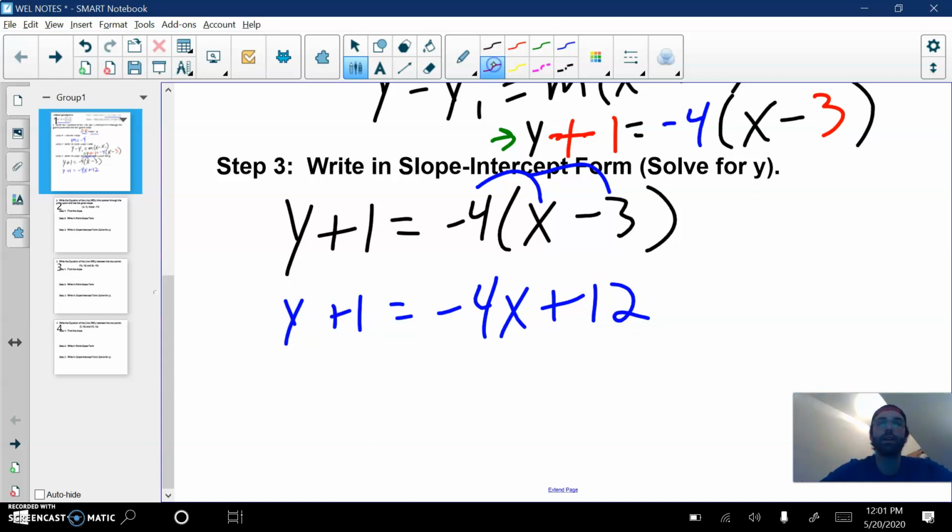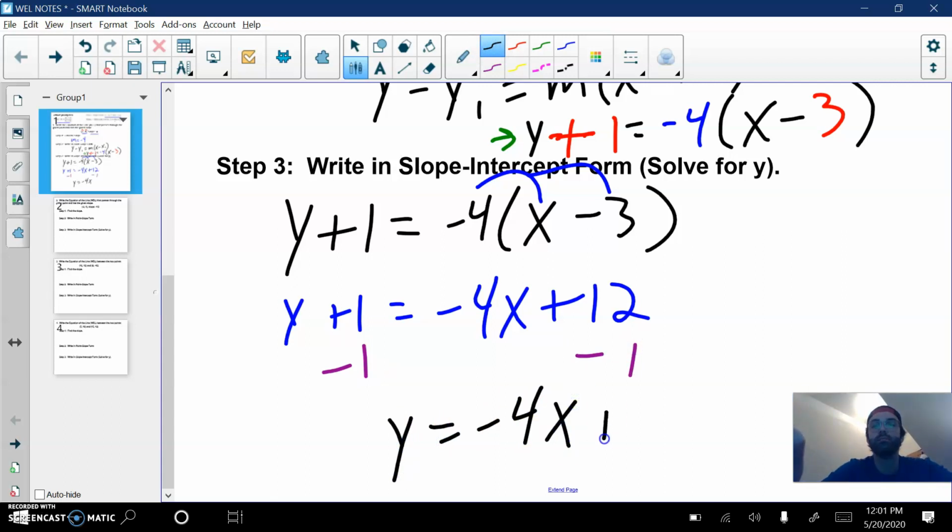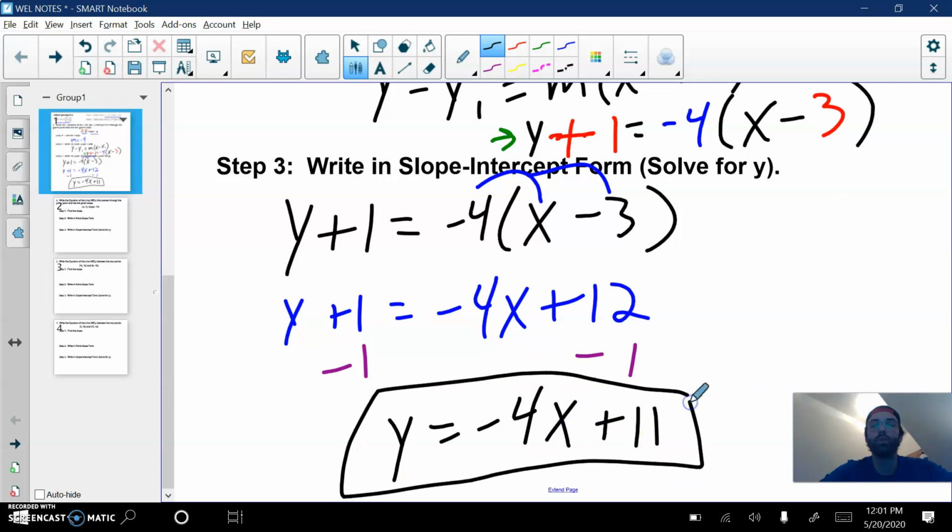Now I'll solve for y, get y by itself. I got this plus 1 here, which means I have to subtract it. All right, so I have y equals -4x plus 11. And this is in slope-intercept form. What's our slope? -4. What's our intercept? 11, or (0, 11). All right, let's try the next one.